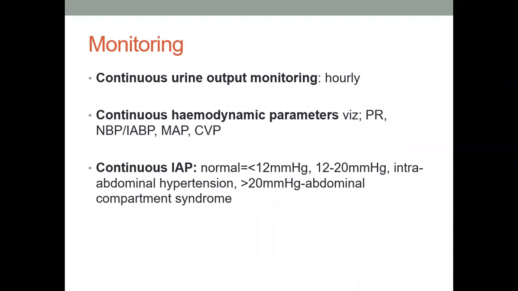Monitoring: like I mentioned, the emphasis on hourly urine monitoring cannot be overstated. So you want to monitor your urine output every hour, not wait till the end of the nurse's shift. I hope I've emphasized that enough. You want to do continuous hemodynamic monitoring.